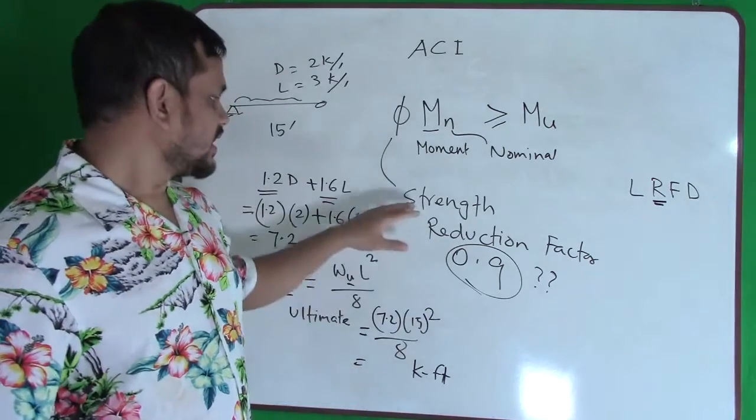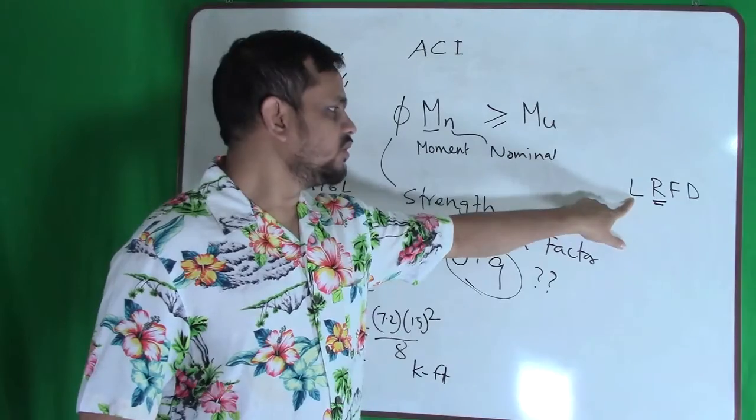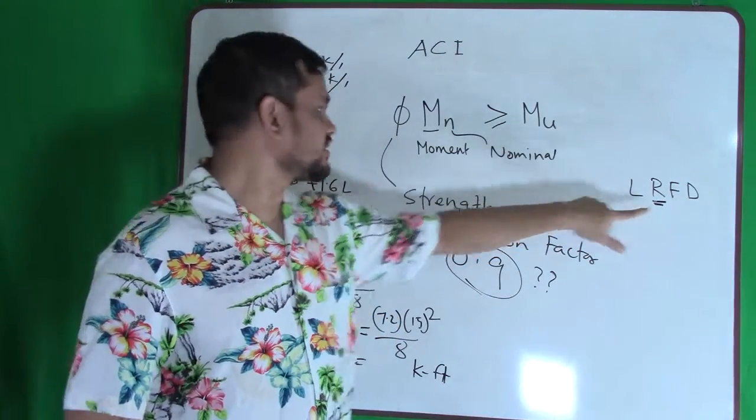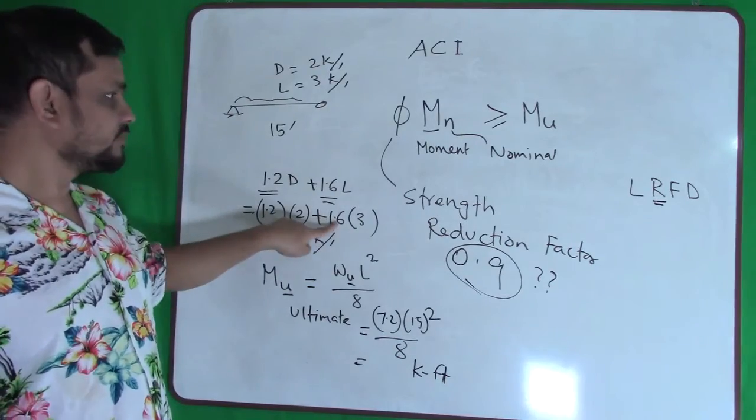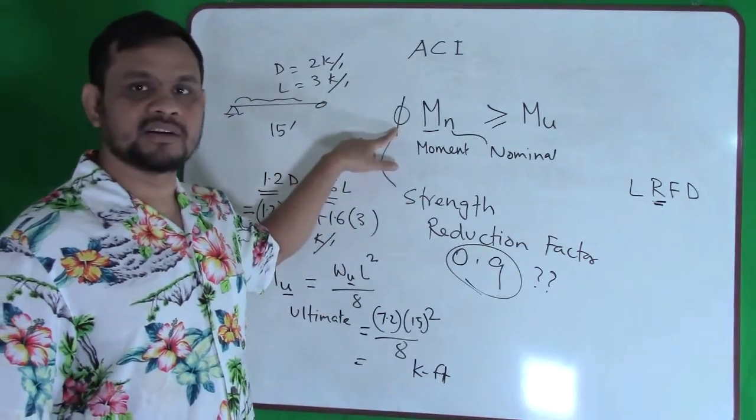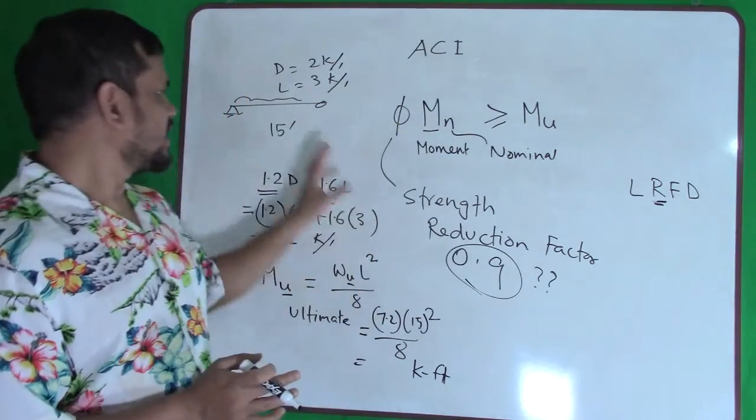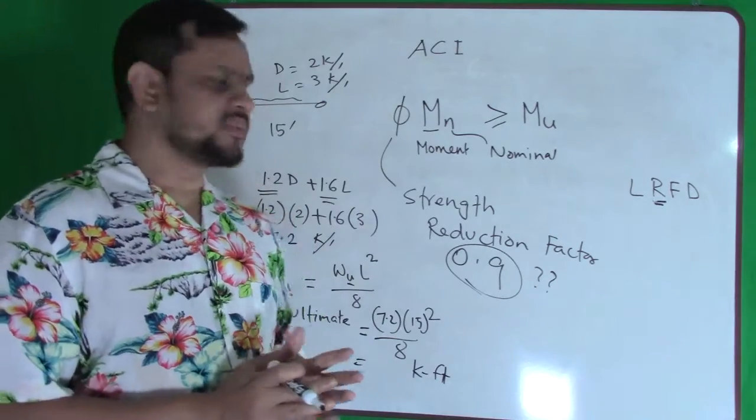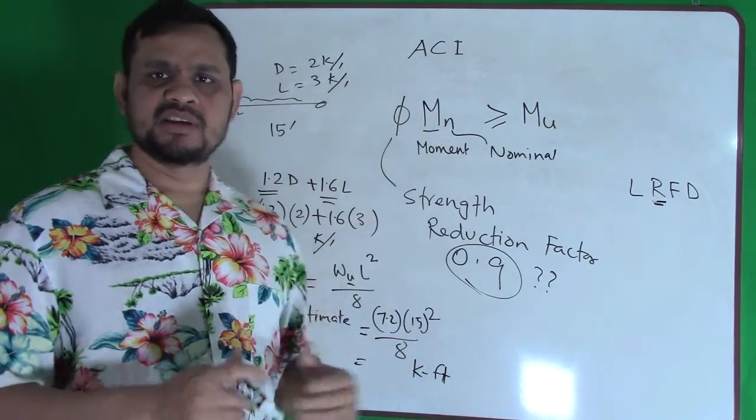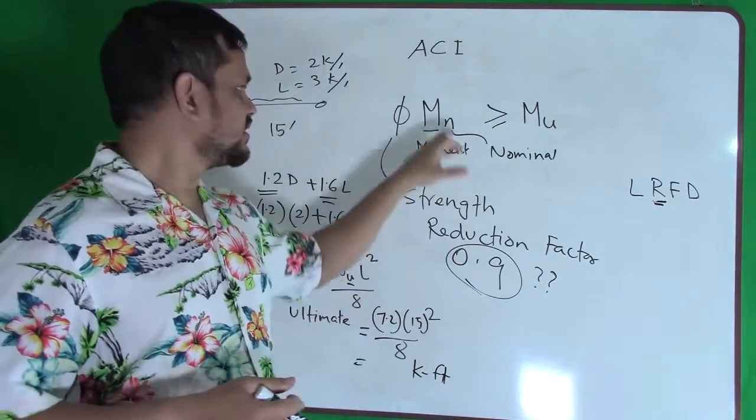That is the USD method. USD or LRFD, load and resistance factor design. Where is the load factor? Load factor is here. Where is the resistance factor? Resistance factor is here. And then factor design. So this is the concept of USD or LRFD. Now I just wrote moment here. If it is shear, then shear. If it is axial force, then axial force.